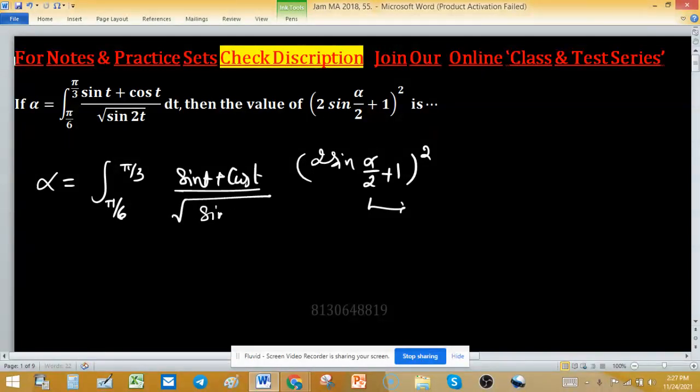and the integrand function is sine t plus cos t in the numerator part, and the denominator part is the square root of sine 2t. I want to make this numerator part a substitute derivative. So we need to make the denominator as a plus minus b raised to the power 2, this type.